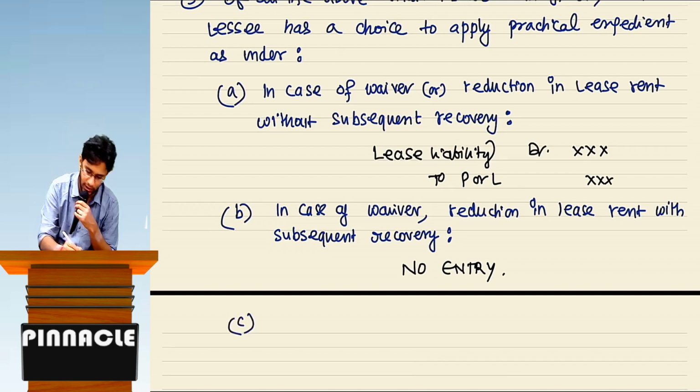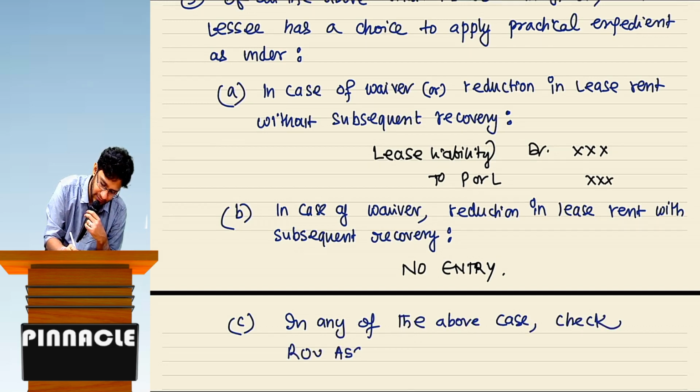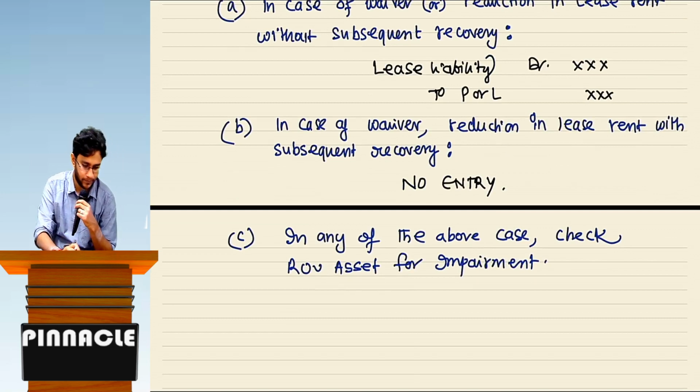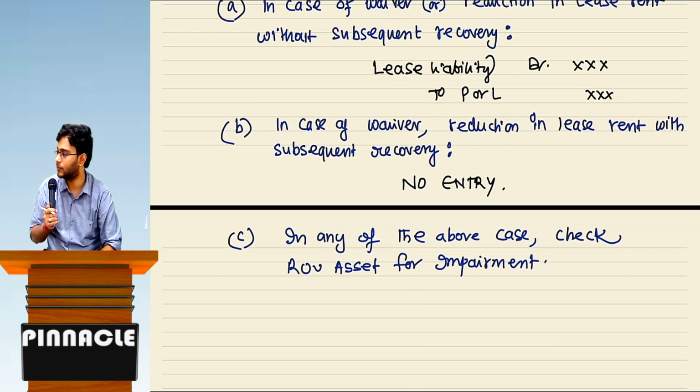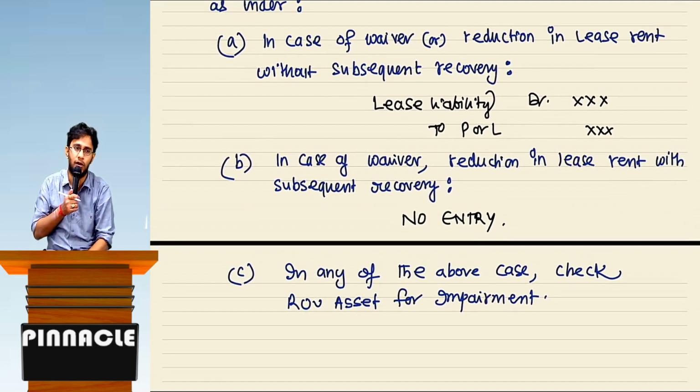C point. In any of the above case, check ROU asset for impairment. So above 4 conditions if you satisfy, then this easy accounting you can do and you can continue your lease liability accounting.